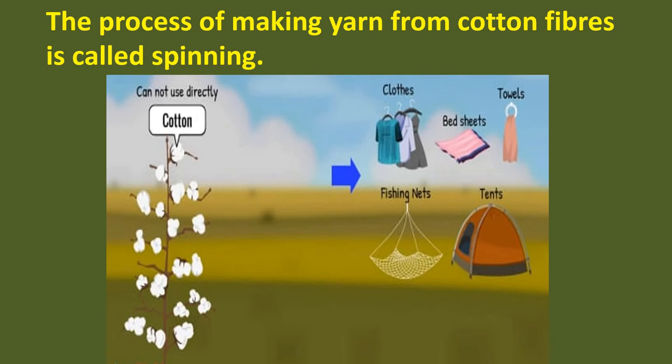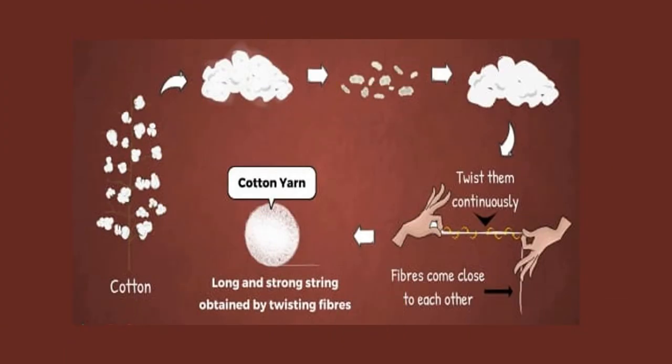You can do it at home as well. Here is one method. Take some cotton and remove seeds from it. With one hand, pull some fibers from the cotton and twist them continuously. By doing so, fibers come close to each other. They hold each other tightly and we get a long string. The long strong string obtained by twisting fibers together is called cotton yarn.